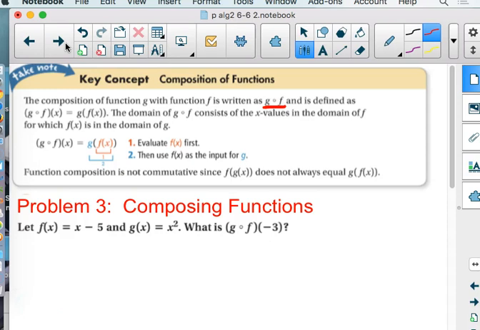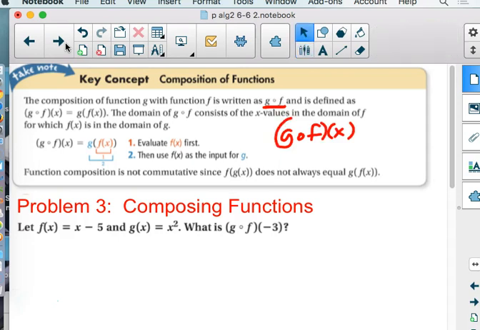So if they give us g little bubble f of x, here's what we're supposed to do. We're supposed to take x and put it in the closest function first. So we're going to put it into f of x, and we're going to get a number. And then we're going to take that number and put it into g. Now, if I tilt this sideways, do you see how it kind of looks like a sideways S? So it goes into the closest function first, and then it goes into the other function.